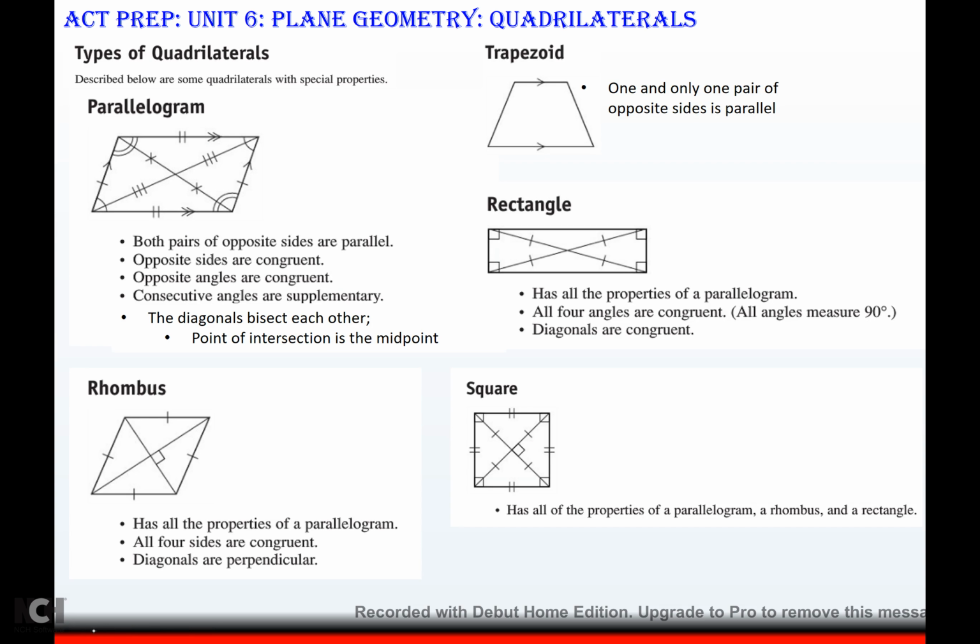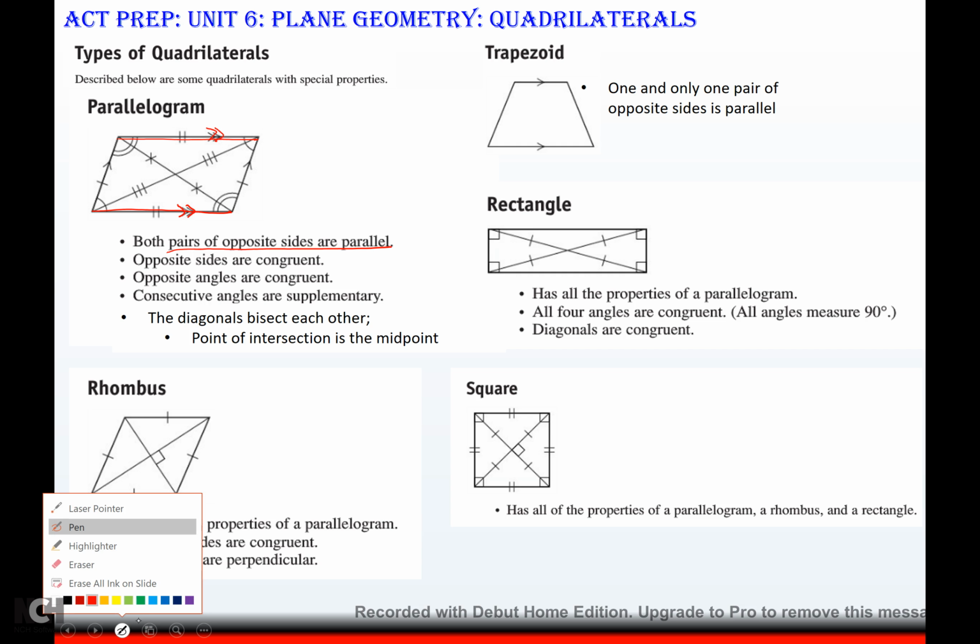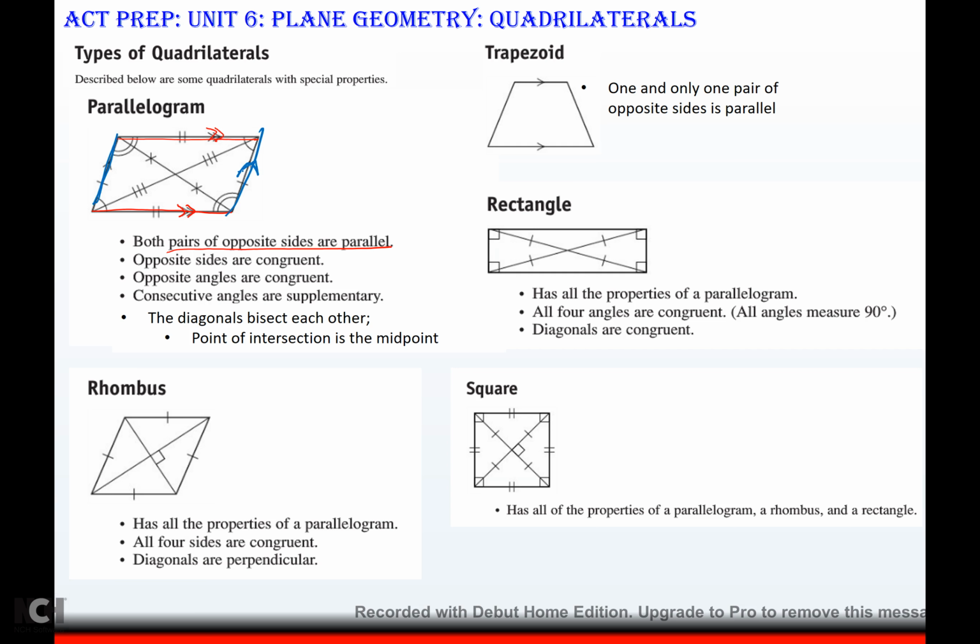All right. So types of quadrilaterals. Described below are some quadrilaterals with special properties. A parallelogram. What you need to know about a parallelogram: both pairs of opposite sides are parallel. So this side is parallel to this side, and that's what those arrows mean. See how there's 2 arrows on top and 2 arrows on bottom? That means that those 2 sides are parallel to each other. The other 2 sides, this side and this side, each have 1 arrow. Those sides are parallel to each other.